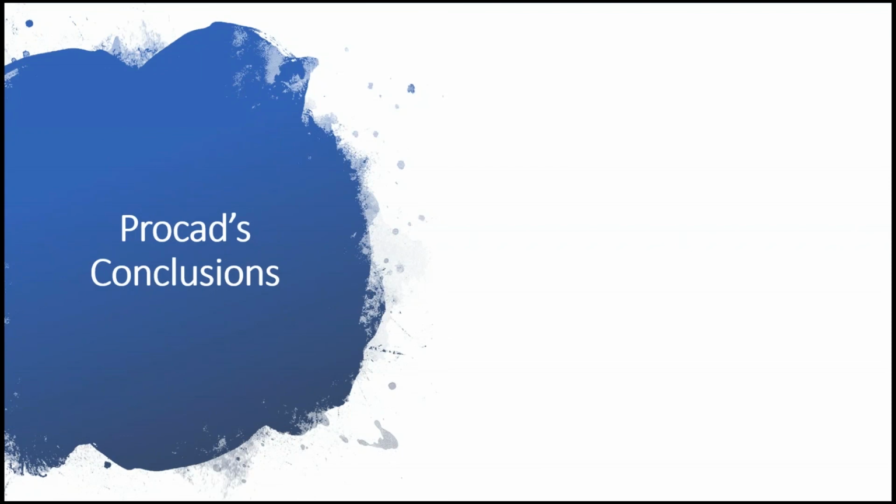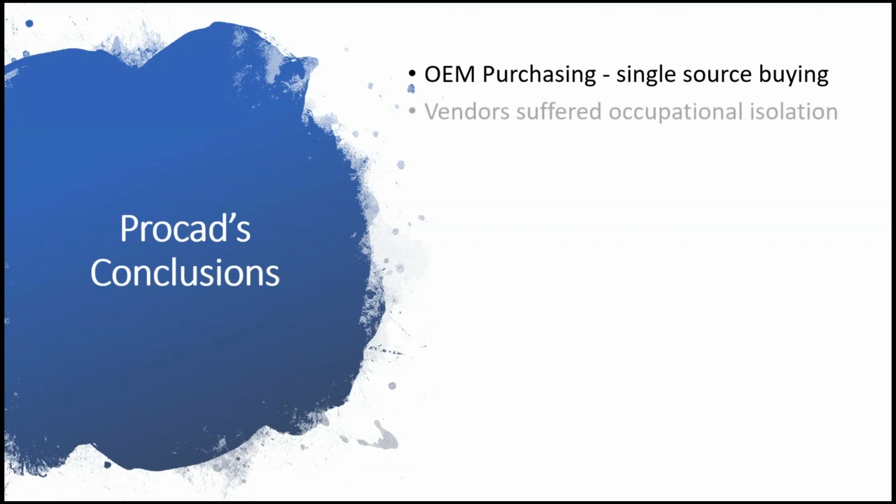So ProCAD's conclusion of this whole process, which was quite exhausting actually, trying to chase this non-problem. The OEM purchasing department wanted a single source buying process so that they could hold everybody accountable, but in this particular case it didn't quite work out the way that they wanted. There was vendor self-identification isolation, meaning that each group of suppliers just basically worked in a silo and wanted to blame the other guy.